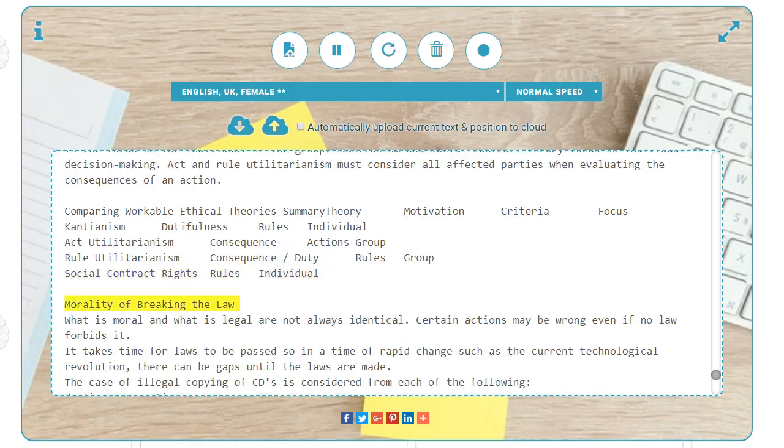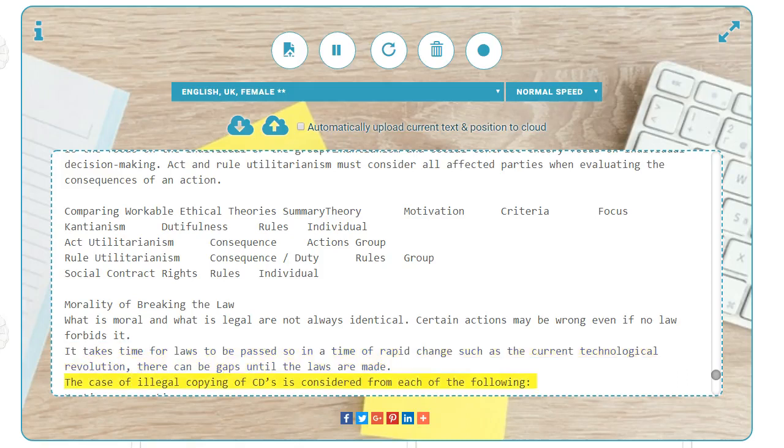Morality of breaking the law. What is moral and what is legal are not always identical. Certain actions may be wrong even if no law forbids them. It takes time for laws to be passed, so in a time of rapid change such as the current technological revolution, there can be gaps until the laws are made.